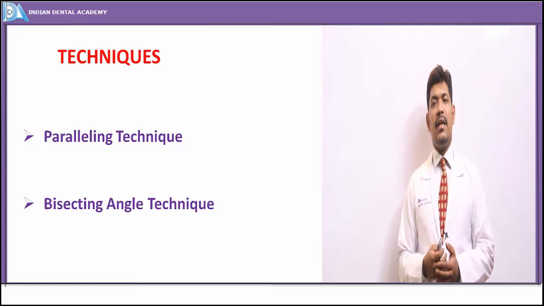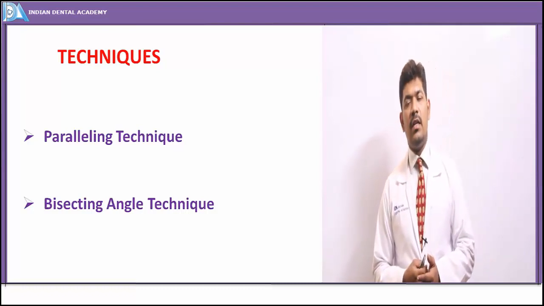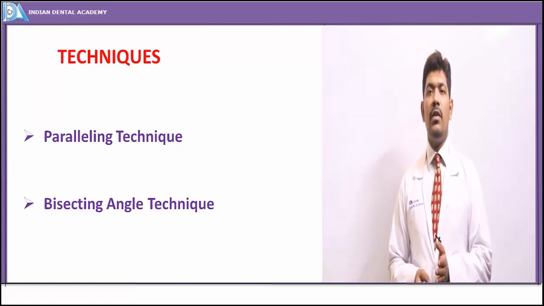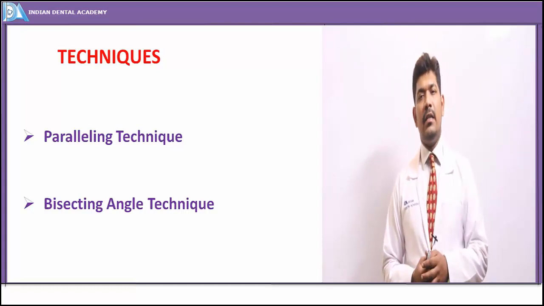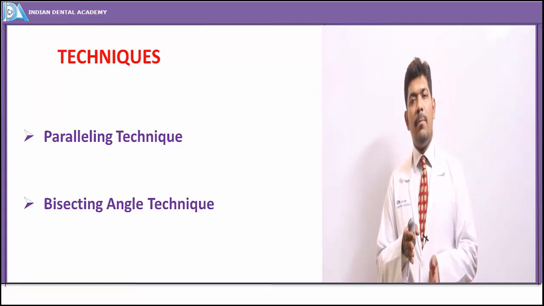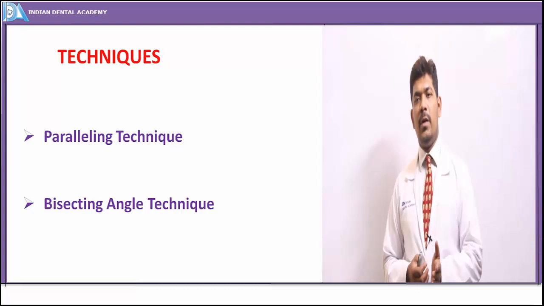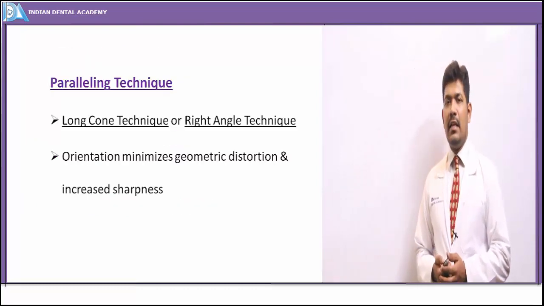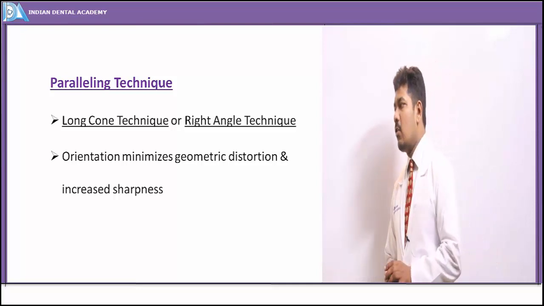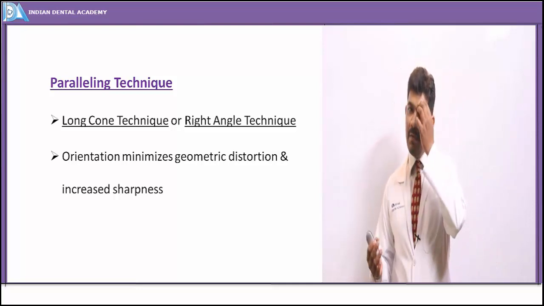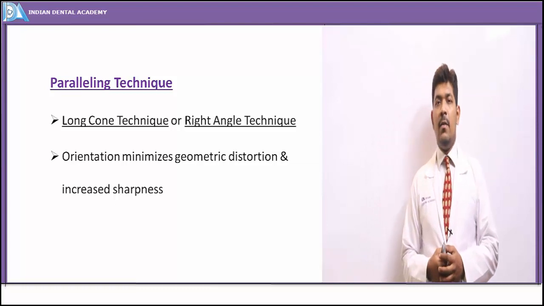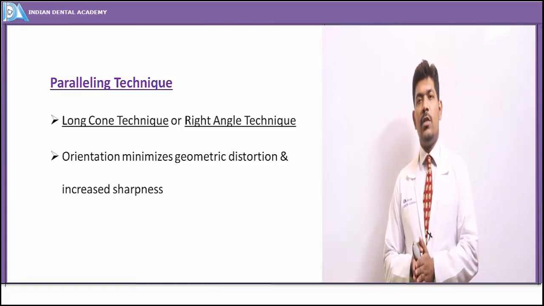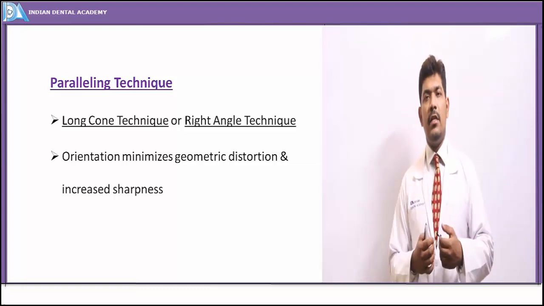Both these techniques have their own advantages and their own disadvantages, and depending upon the purpose for which we are taking the radiograph, we have to strike a balance between the advantages and the disadvantages, and then choose a particular technique. So if we move over to the paralleling technique, it is also called the long cone technique or right angle technique. Now, why the names long cone or right angle? Predominantly because of the cone length which is used in this particular technique. It is a longer cone.